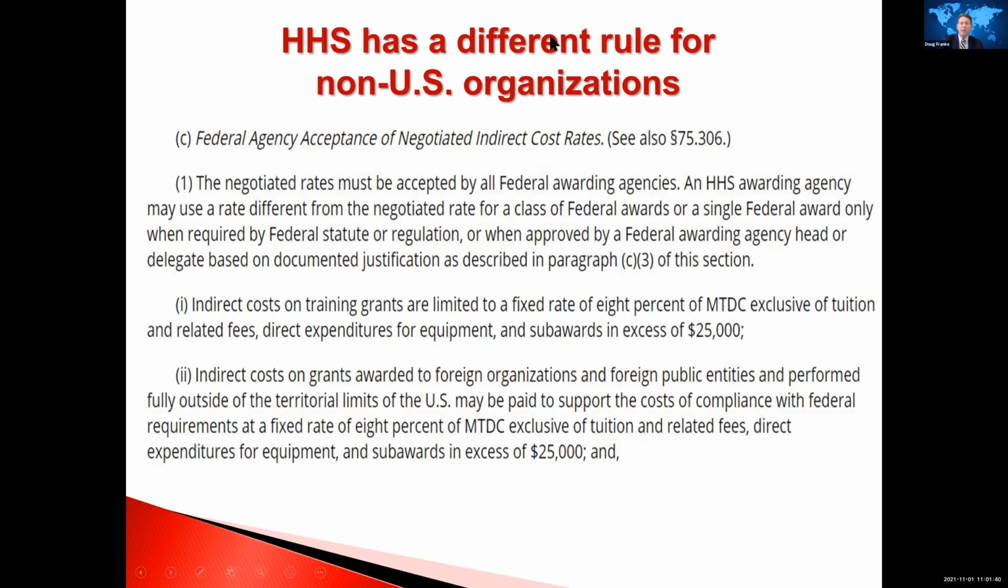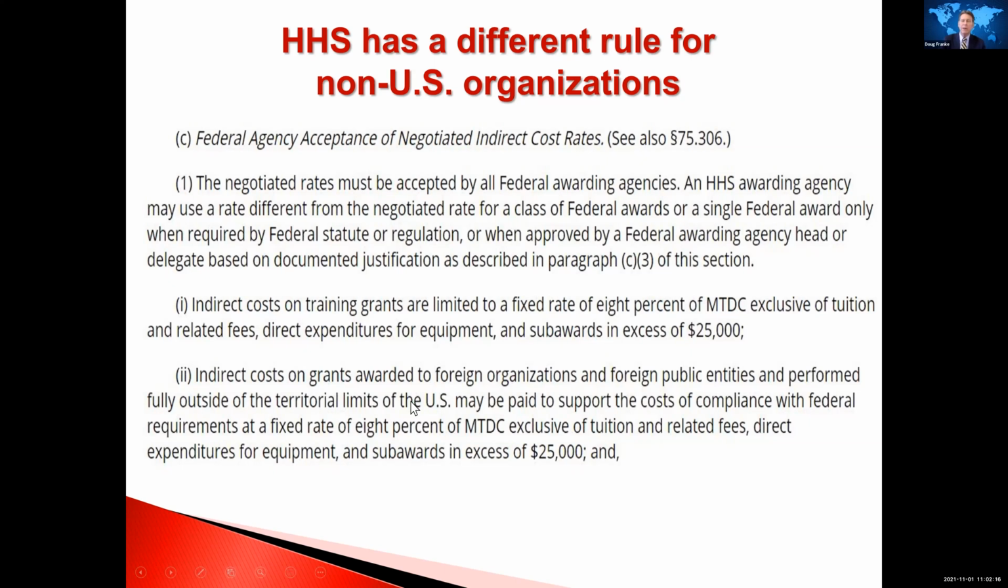Okay, here's what I said. If you've got CDC funding, this is 414C1, and then read the double I at the bottom. This is what CDC allows. Indirect costs on grants to foreign organizations performed fully outside of the US may be paid, unfortunately auditable, to support the costs of compliance with federal awards, agreements at a fixed rate of 8% of MTDC. Then it goes on to exclude the same things. So this is where it's automatically right now. It is not uniform, but you just have to deal with it.